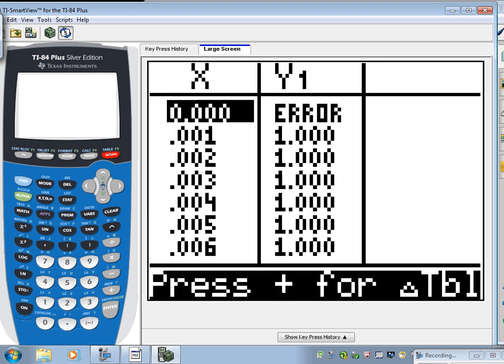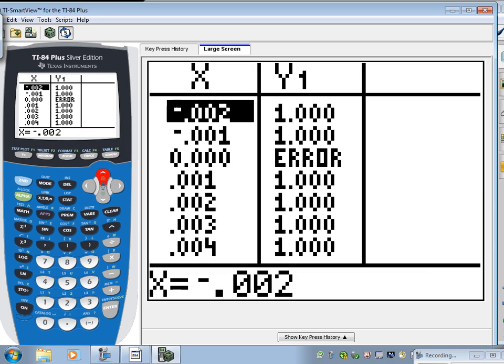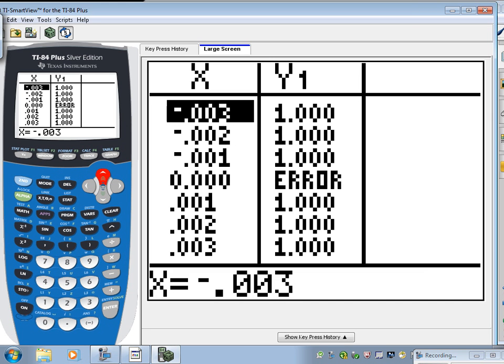Now let's go to the second table. Let me back up a little bit so I can see both sides of 0. Here I see coming in from the left and also coming in from the right. Notice my y values: 1, 1, 1, 1, 1, 1, 1. So by looking at the graph and by looking at the table, we can tell that this limit is 1.